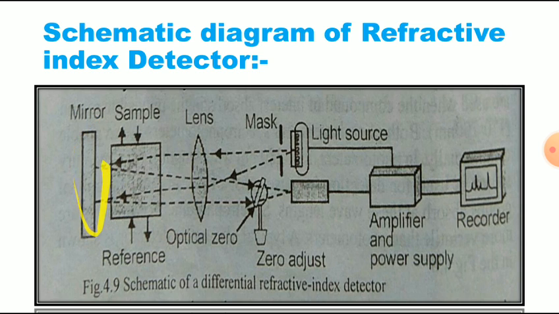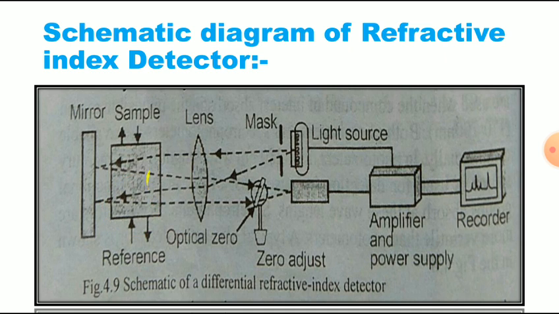Here is the mirror, here is the optical zero and amplifier. Here will be the recorder. In the recorder it will show the chromatogram. So the light source will emit light which goes through this mask and falls on this lens, right? This lens is a convex type of lens. It will pass the light onto the sample cell and also the reference cell.